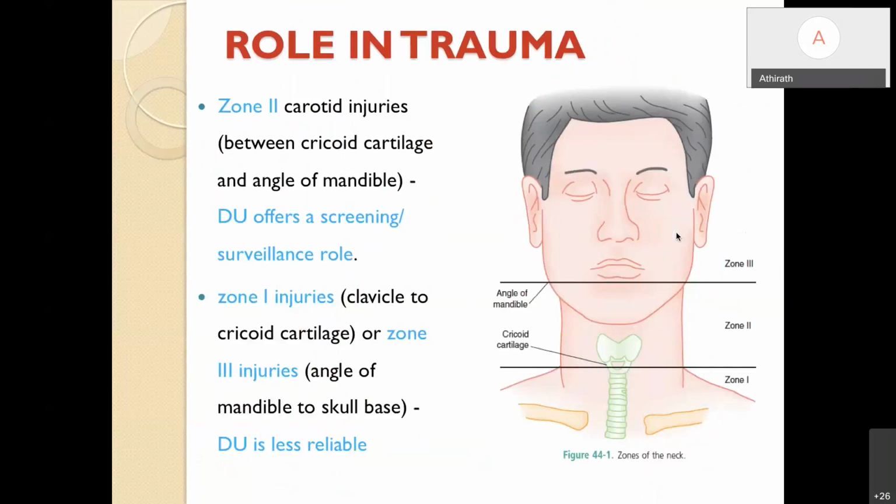Now, what is the indication of duplex ultrasound in trauma? The neck is divided into 3 zones. Zone 1 is anywhere between the clavicle and the cricoid cartilage. Zone 2 is between the cricoid cartilage and the angle of the mandible. Zone 3 is between the angle of the mandible and the base of the skull. Your duplex is only useful in zone 2 injuries. In zone 1 and zone 3, it is unreliable.